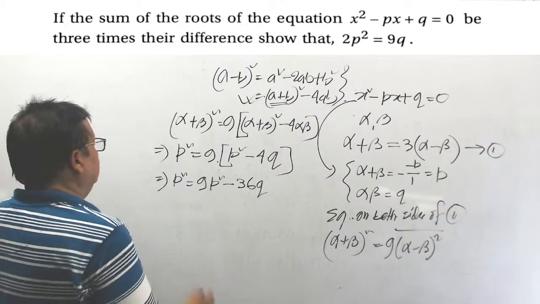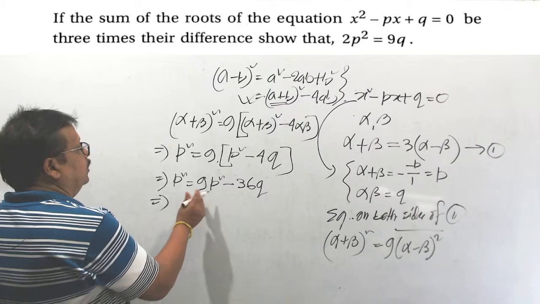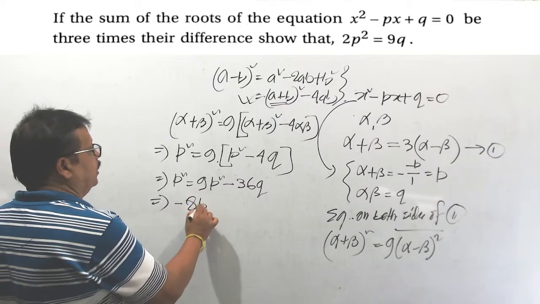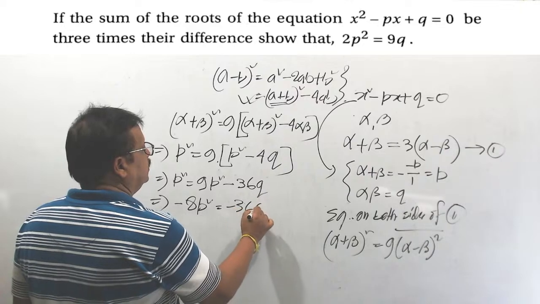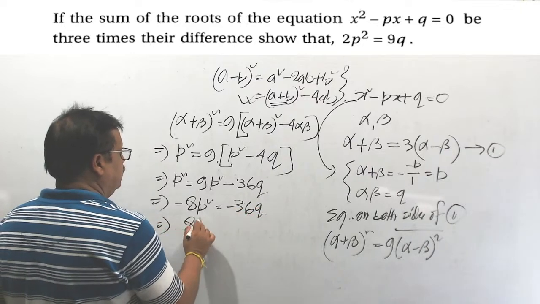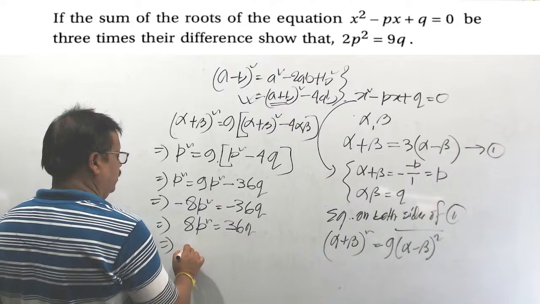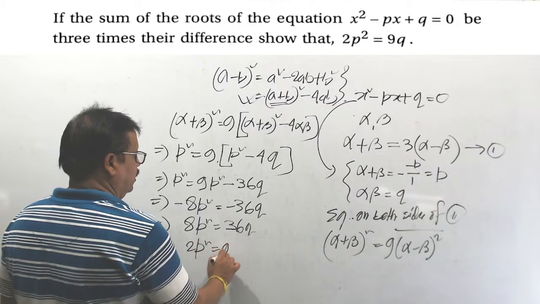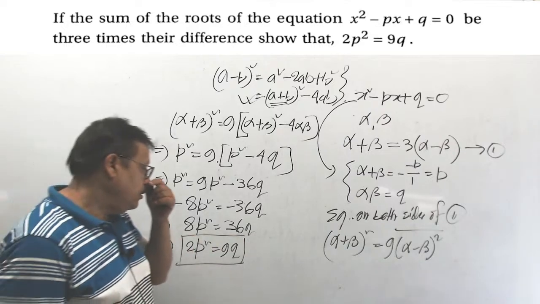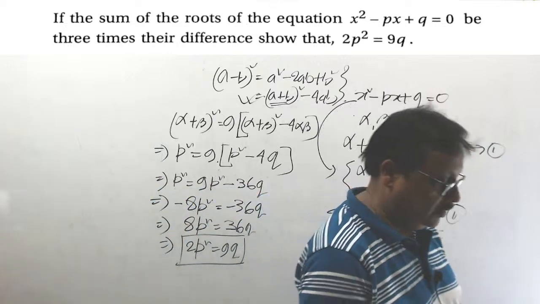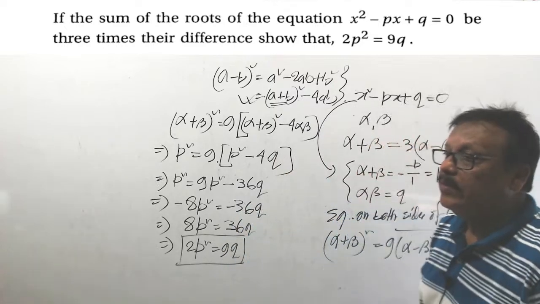Now 9 p square, there is minus 8 p square. Minus 8 p square is equal to minus 36 q. Understood? Multiply by minus, 36 q divide by 4, 4 twos are 8, 9 q. Yes, 2p square is equal to 9q. This formula. You have to do all this carefully. Next one. Okay, see this.